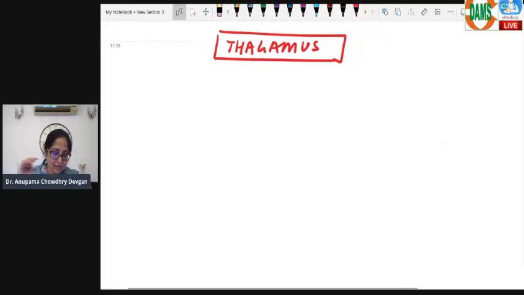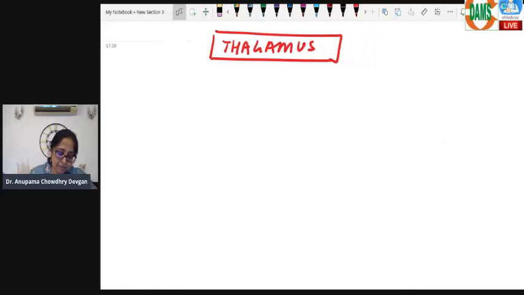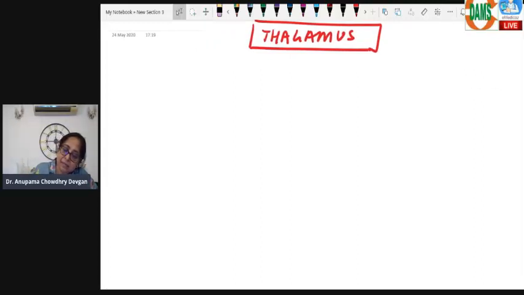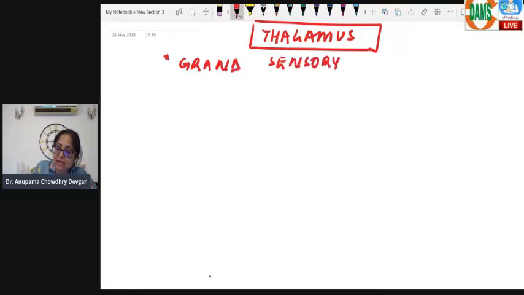Now, what is thalamus? Thalamus is also described as the grand sensory relay nucleus. All sensations relay in the thalamus. We've already discussed that the sensory relay nucleus in the thalamus is ventroposterolateral, right? So this is the grand sensory relay nucleus.